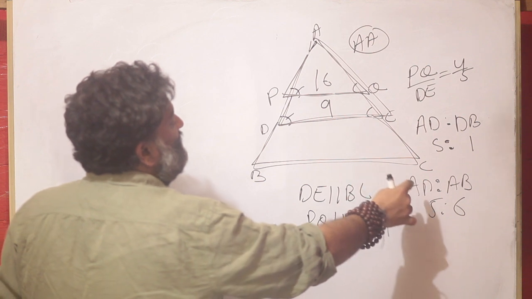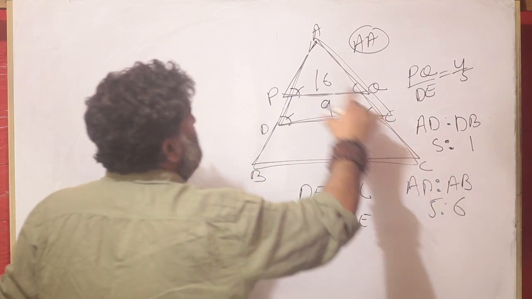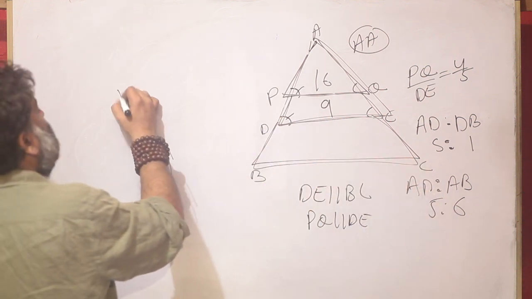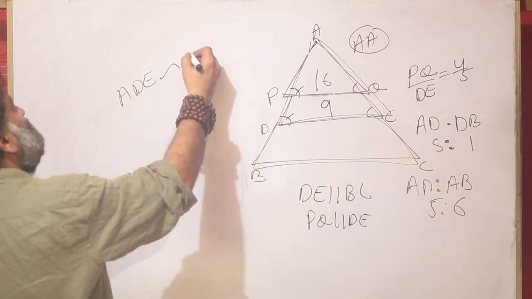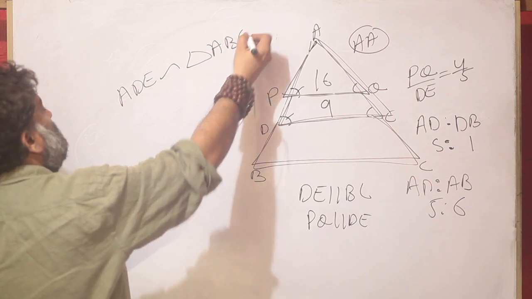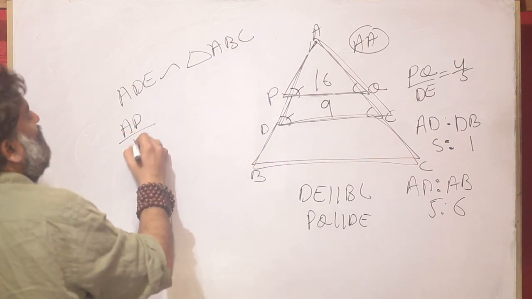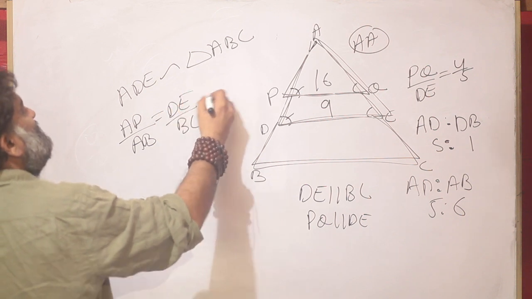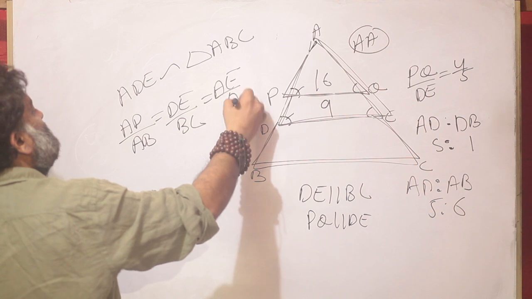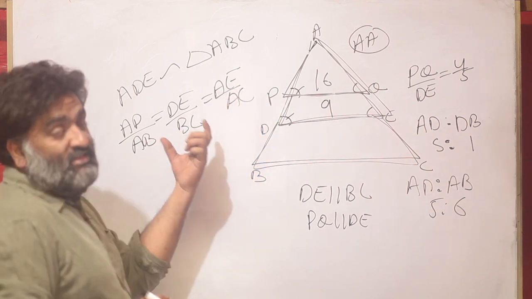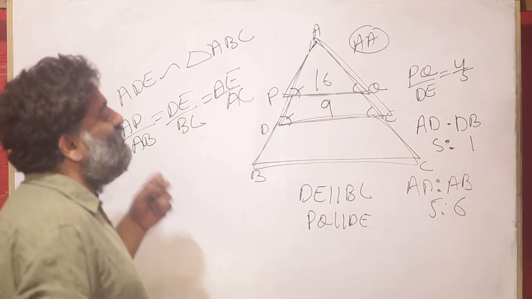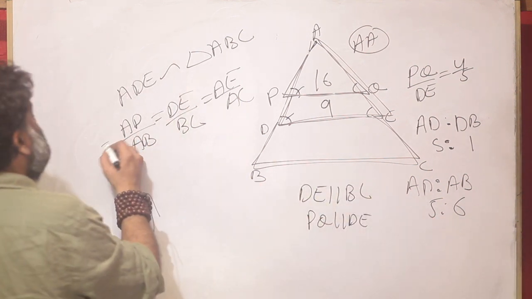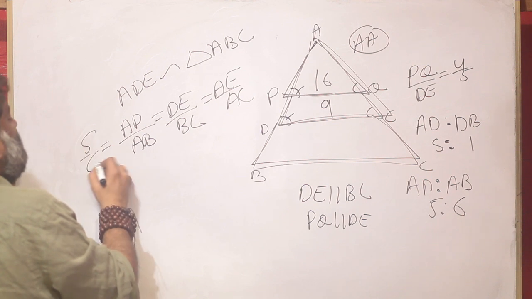And this time I am thinking of the similarity. AD is to AB. That means the triangle ADE to the triangle ABC. So triangle ADE is similar to triangle ABC. That means AD upon AB is equal to DE upon BC is equal to AE upon AC. So far we haven't used this a single time, but I'm just repeating the idea over and over again. So AD upon AB I have as 5/6.